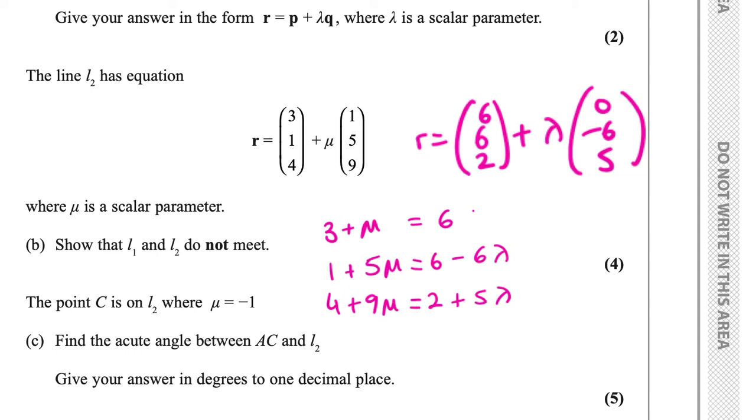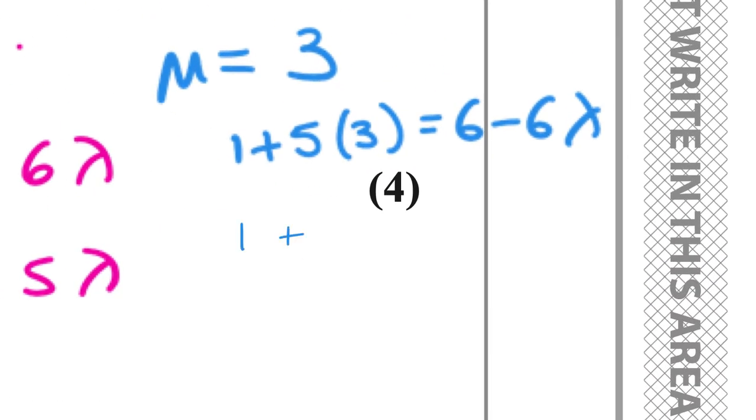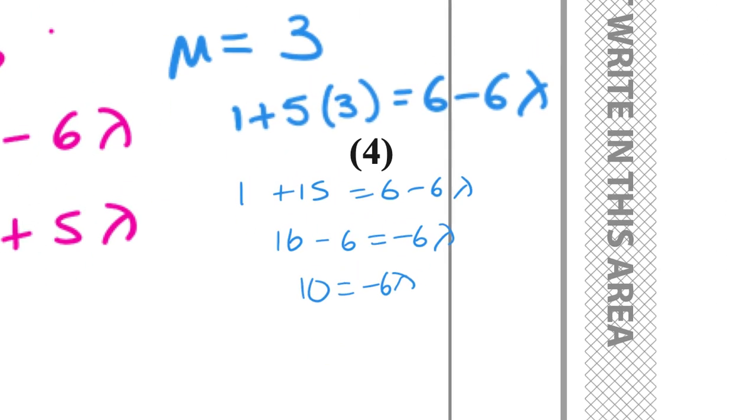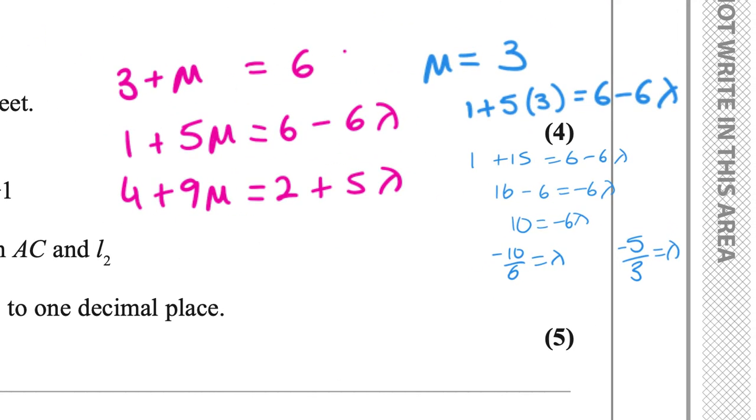Next up. So now we've got mu equals 3 from the first equation, minus 3 from both sides. So now that means on the second equation, 1 plus 5 lots of 3 equals 6 minus 6 lambda. So 1 plus 15 equals 6 minus 6 lambda. So I'm going to get 16 minus 6 equals minus 6 lambda. 10 equals negative 6 lambda. So minus 10 over 6 equals lambda. Some of you may have written that as minus 5 over 3. This is also correct.